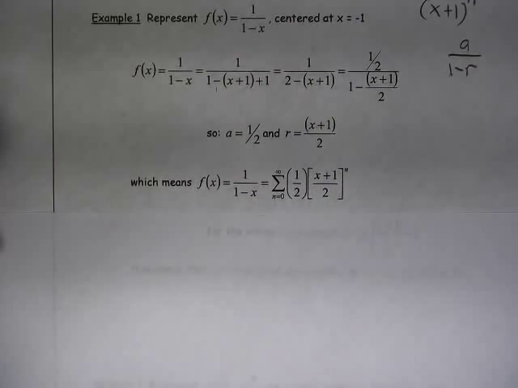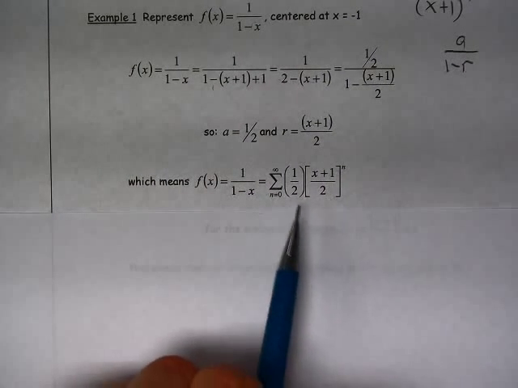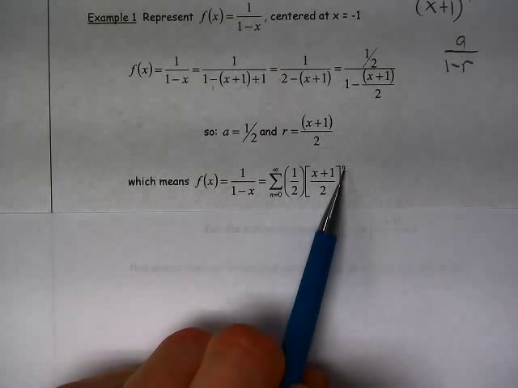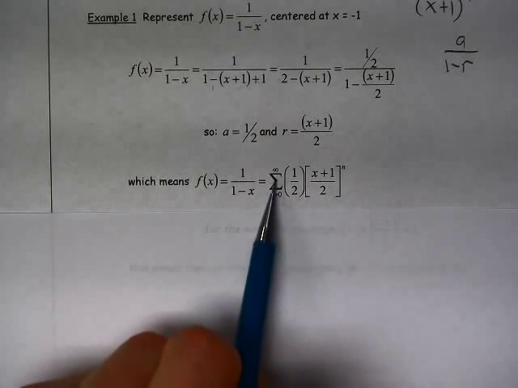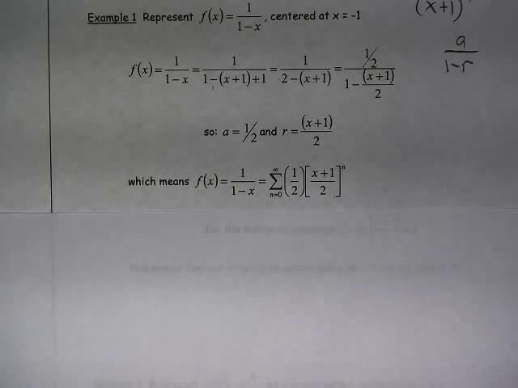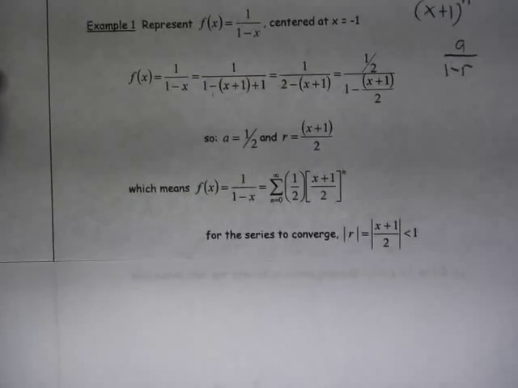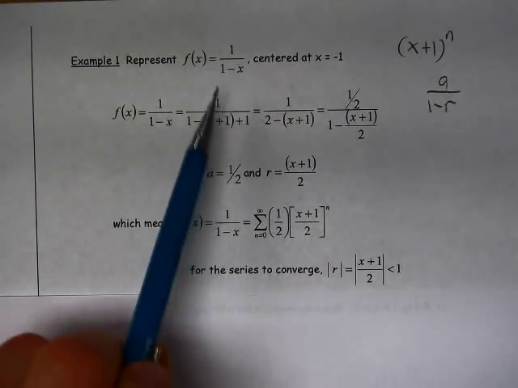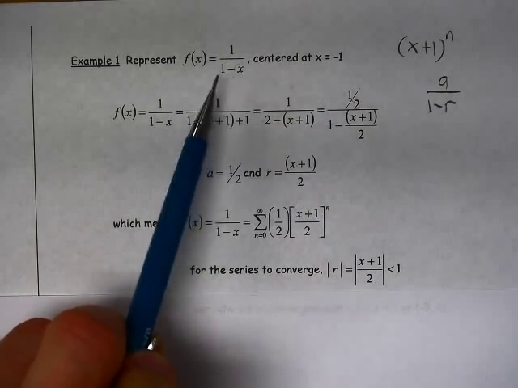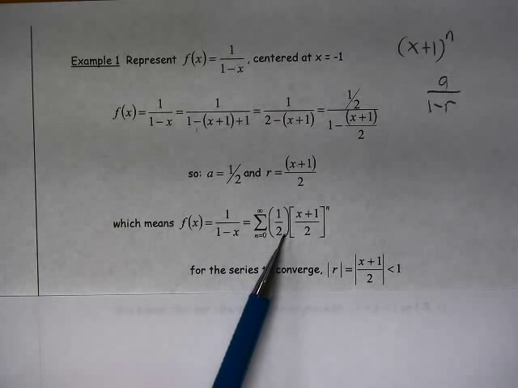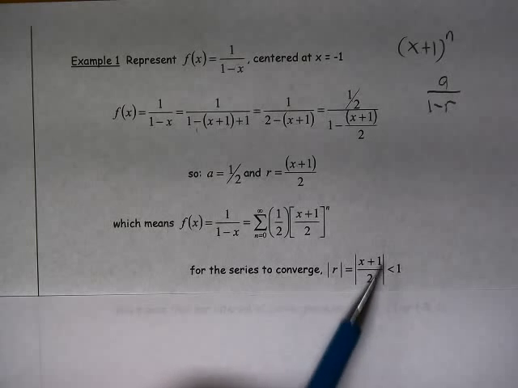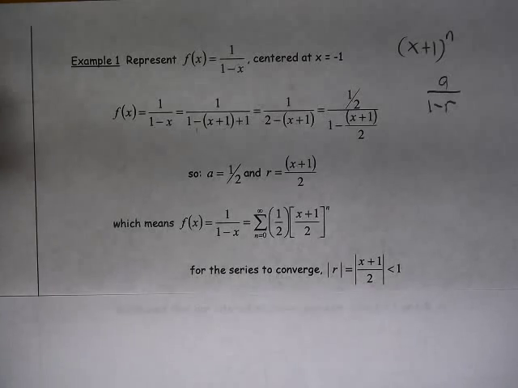So when I write that as a geometric series, my a is here, my x plus 1 over 2 is raised to the n power, and I'm writing the summation from n equals 0 to infinity. For this series to converge to the function that I want it to converge to, 1 over 1 minus x, I have to ensure that x plus 1 over 2 is less than 1, or more precisely, the absolute value of x plus 1 over 2 is less than 1.